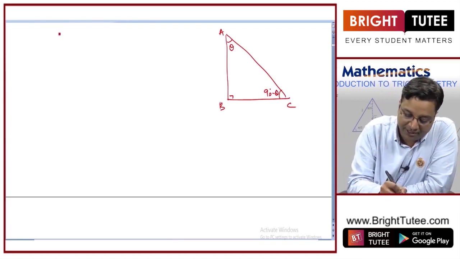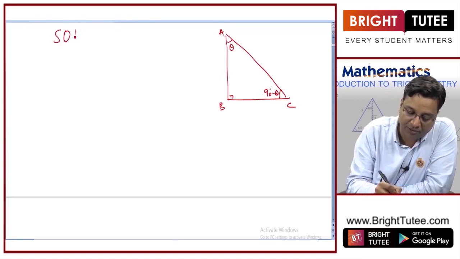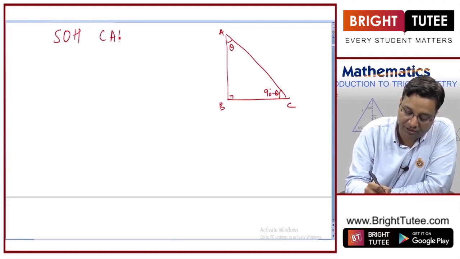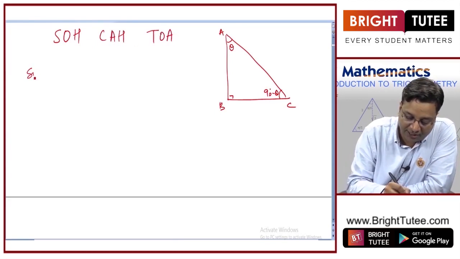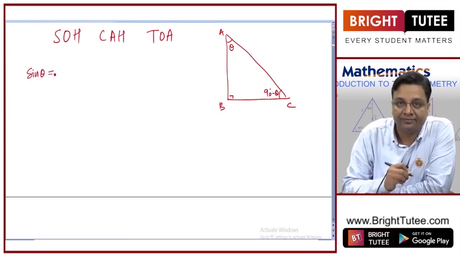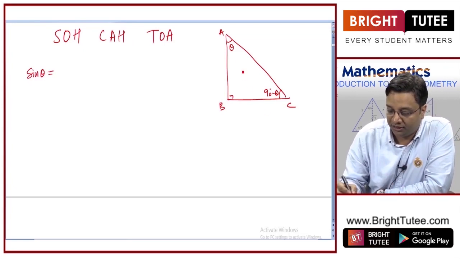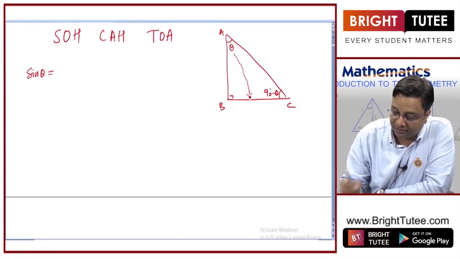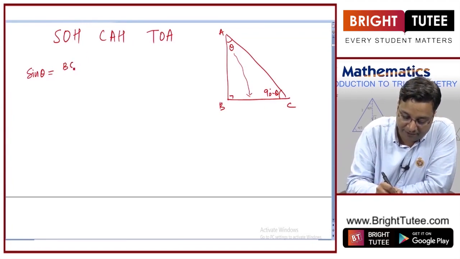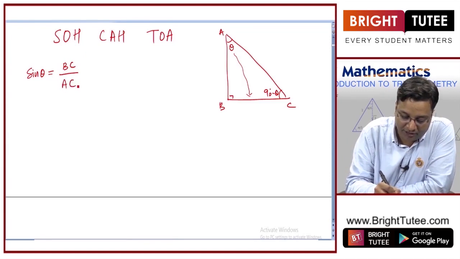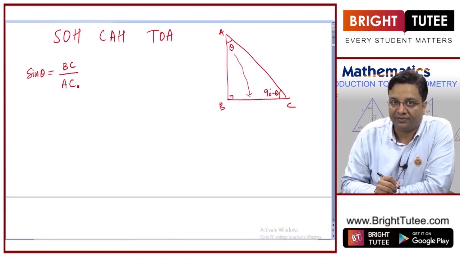Now from our basic knowledge of trigonometry, we know this mnemonic, SOH CAH TOA, right? So if I ask you what is sine theta in this triangle, you will say opposite of theta divided by hypotenuse. So opposite of theta is BC, divided by hypotenuse AC, right?